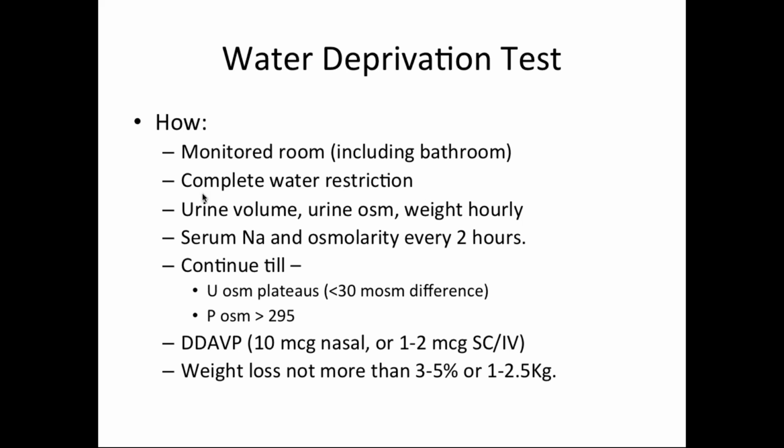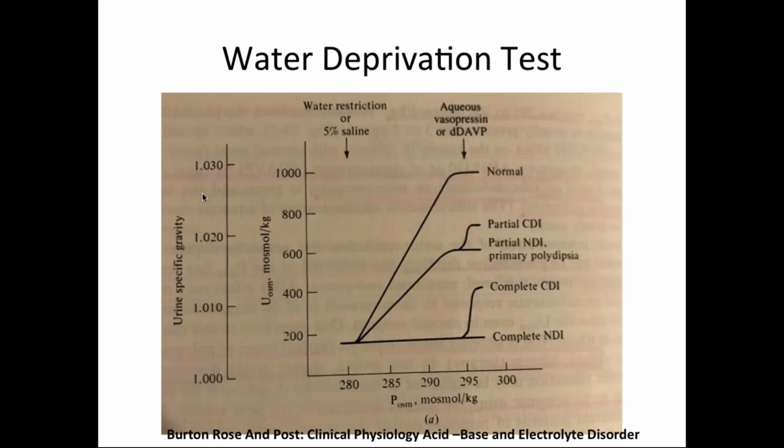At that point, you give DDAVP, which can be either 10 microgram nasal spray or 1 to 2 microgram sub-Q or IV. During this water deprivation test, you want to make sure that the weight loss is not more than 3 to 5% of their weight, or 1 to 2.5 kgs of weight. And then this is the curve that you're going to draw from the values that you get. On the y-axis is the urine osmolarity, or the urine specific gravity, and on the x-axis is plasma osmolarity.